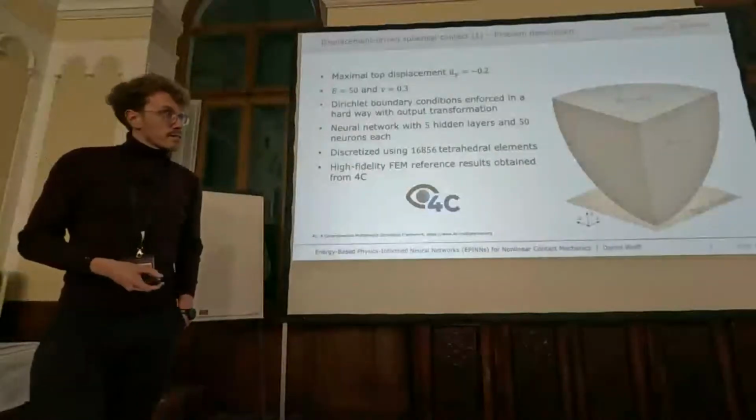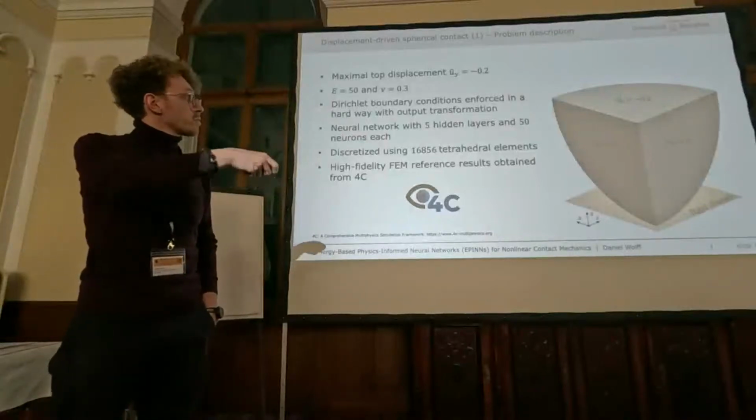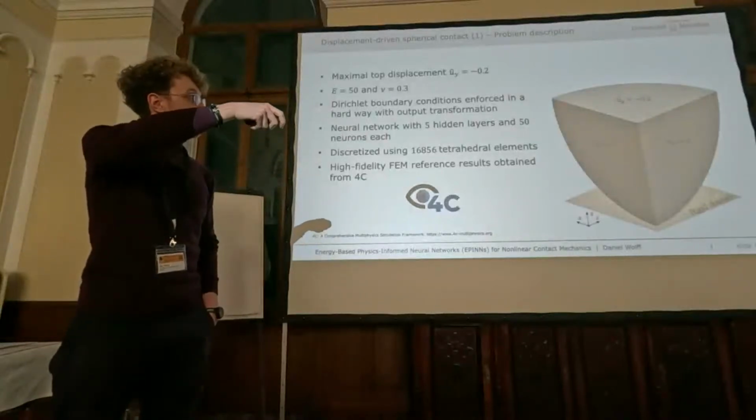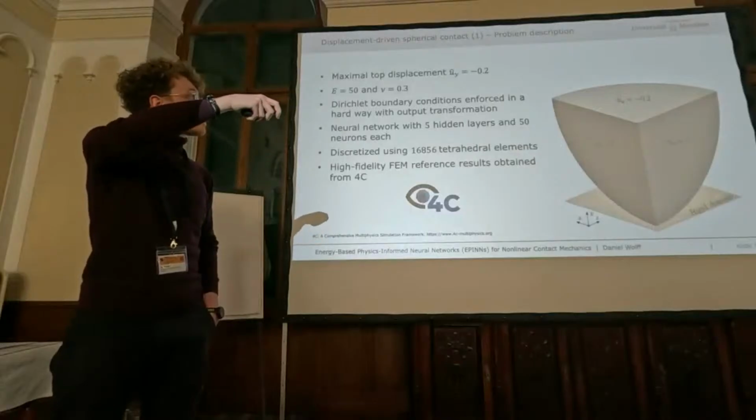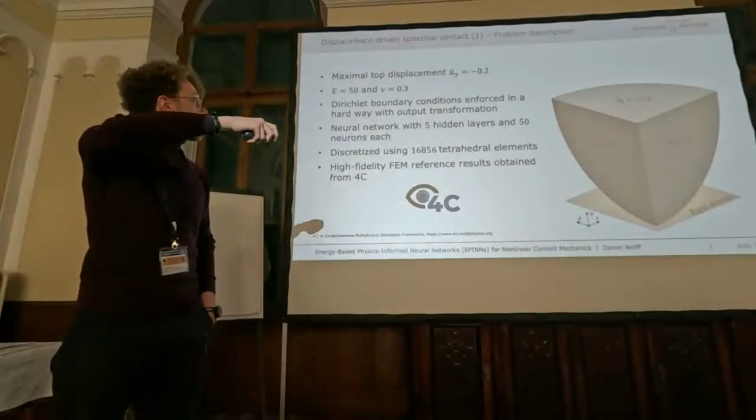And now with that in mind, I would like to introduce one example here and discuss the result that we have. So we have this quarter of a hemisphere that we subject to a Dirichlet boundary condition on top. So we basically just press it down.